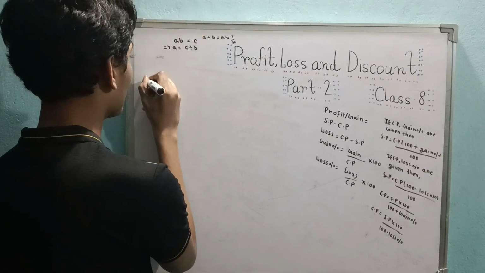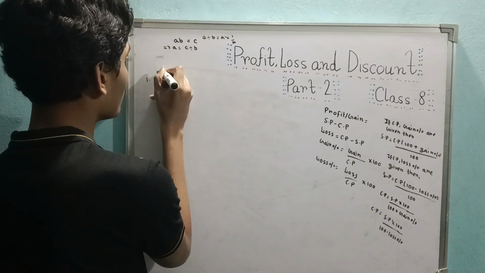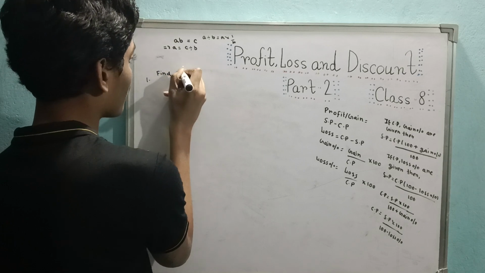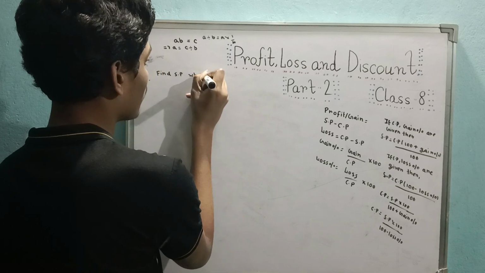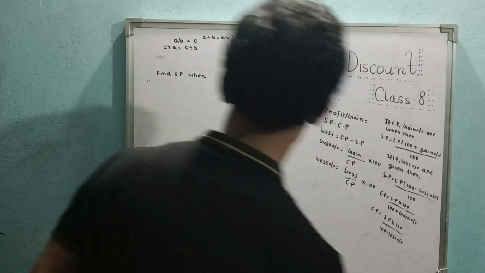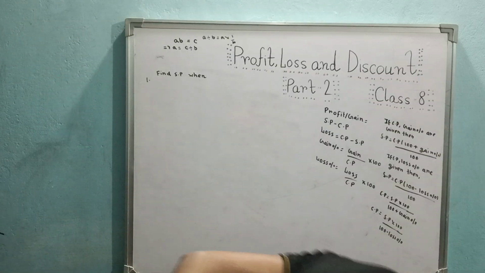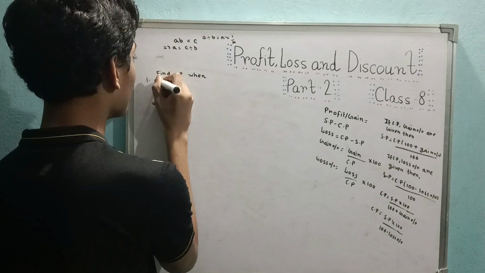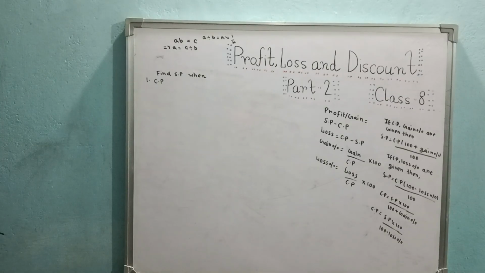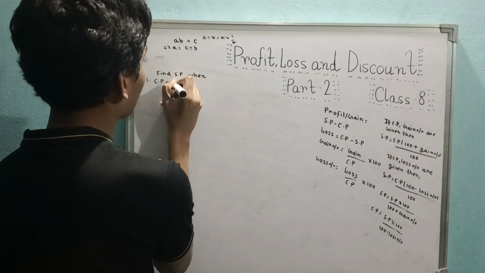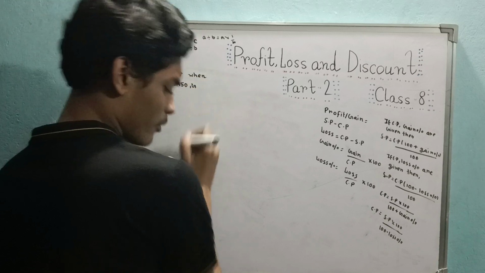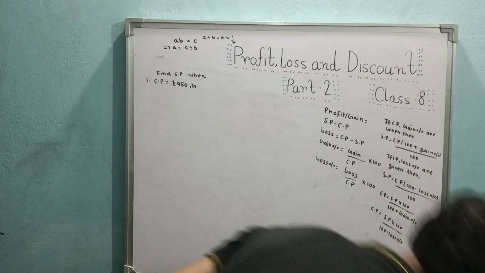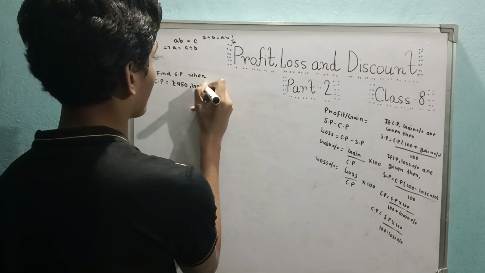Question 1. So a heading is there, find SP. Under this, two questions are there, the first one is this. This "when" is a very bad word. It creates questions. But if it doesn't create questions, then teachers will not be alive. What is this? I can't see what is given. CP equal to 950. Wait, it's 950? Seriously? Okay. Gain equal to 8%.